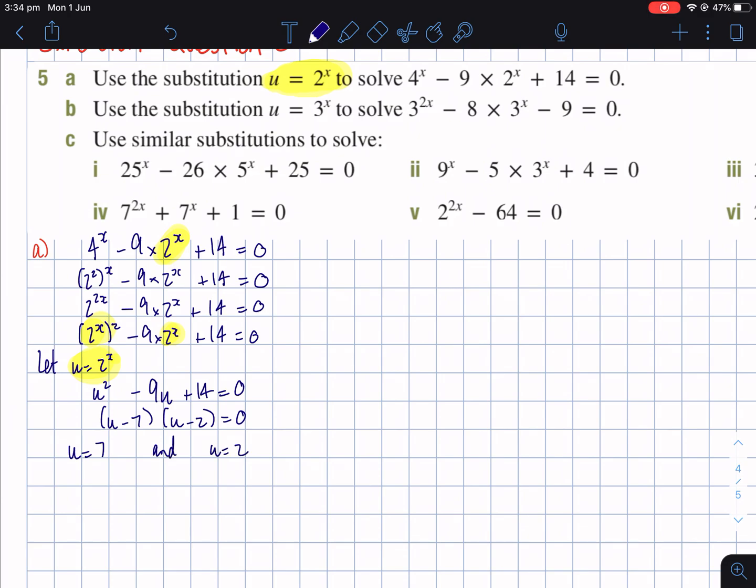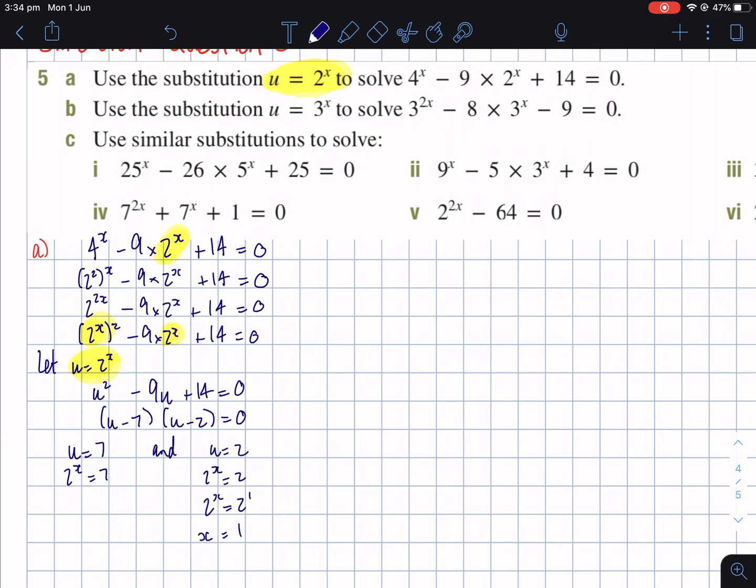I'm not finished yet because it wasn't u, it was 2 to the x. 2 to the x equals 7, 2 to the x equals 2. Well, obviously on this right one, 2 to the x equals 2 to the 1, so x equals 1. But on the left one, 2 to the x equals 7.